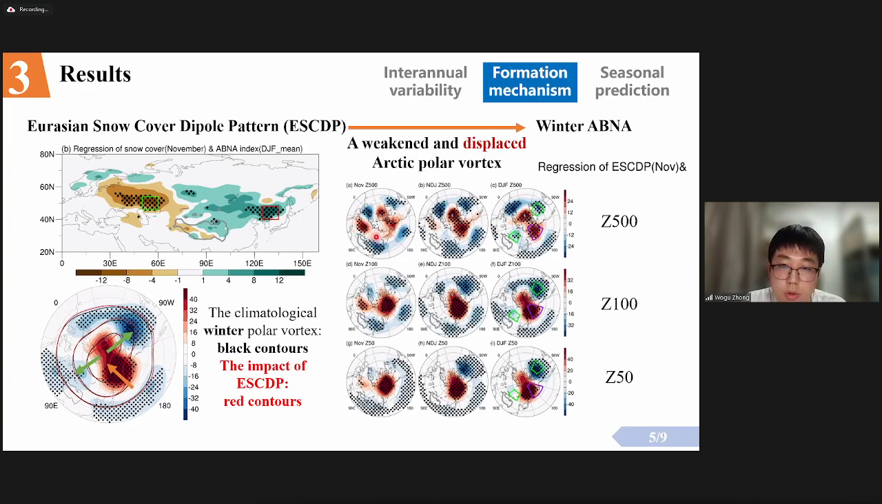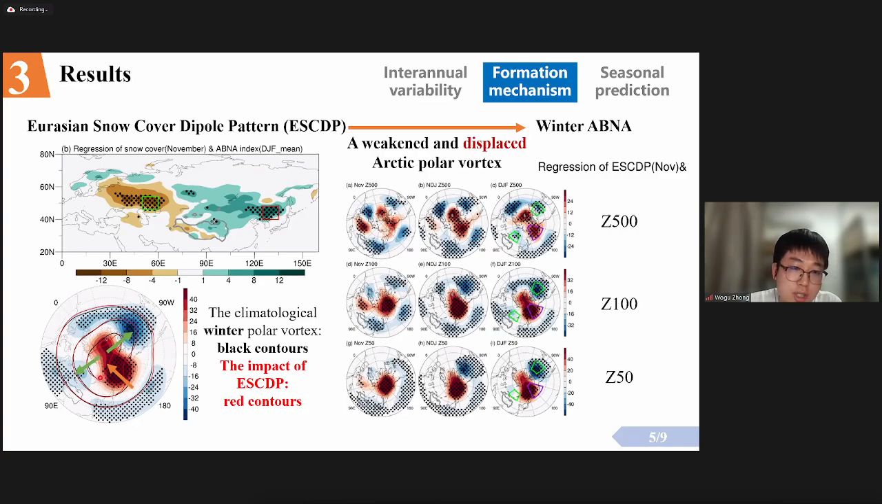In the meanwhile, we can see that a significant anticyclonic anomaly can be detected in the stratosphere and it's most pronounced over the Bering Sea in the Arctic regions. This actually means that the Arctic stratosphere polar vortex is weakened and displaced.